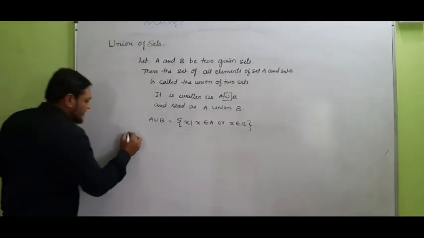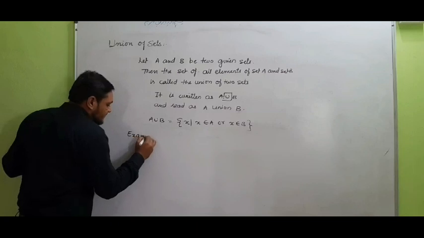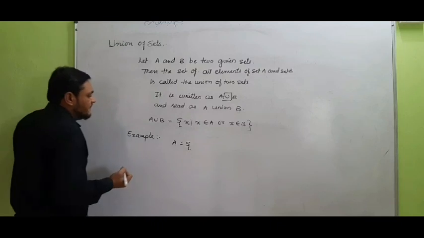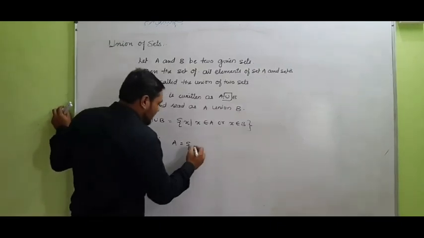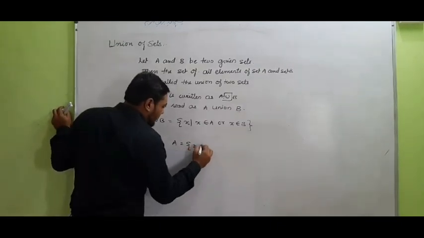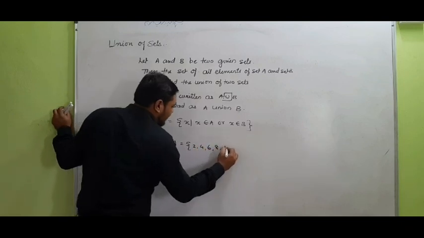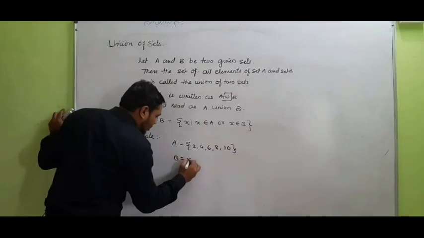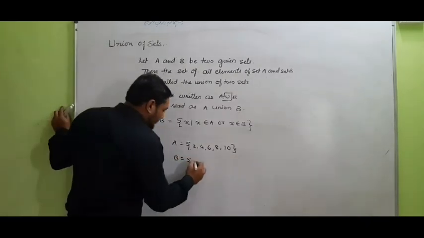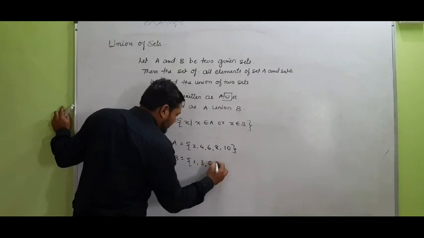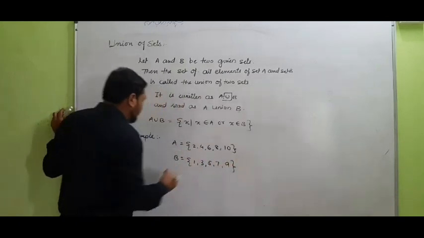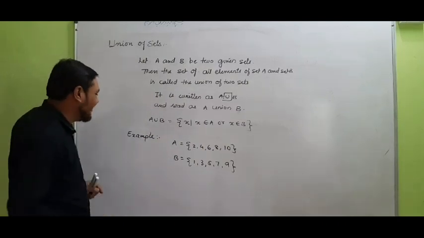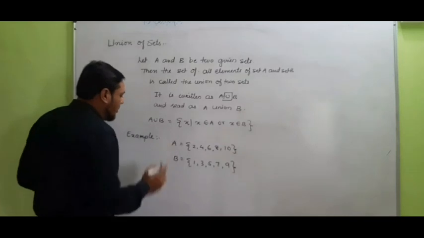So students, we will take one example in order to understand this. Consider set A, the set of even numbers from 1 to 10. So it will contain the elements 2, 4, 6, 8, 10. Now we will take set B as the odd numbers from 1 to 10. So it will contain 1, 3, 5, 7, 9. These are disjoint sets because they do not contain any common elements. Now we have to make the union of these two sets.